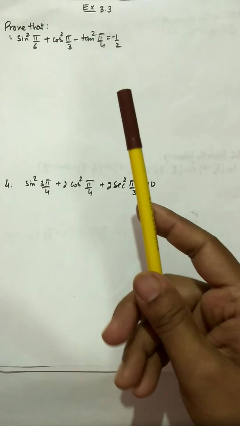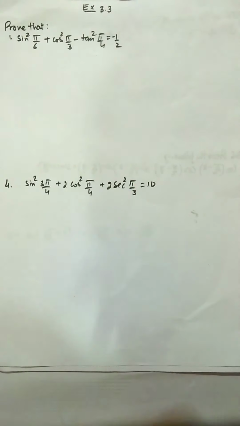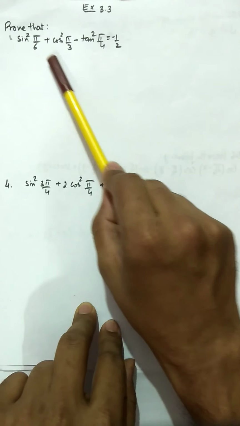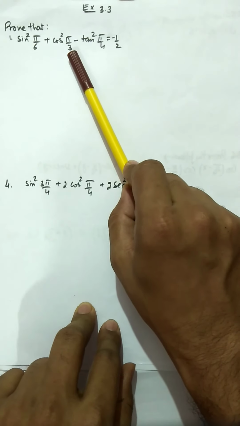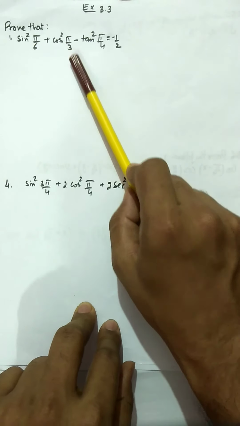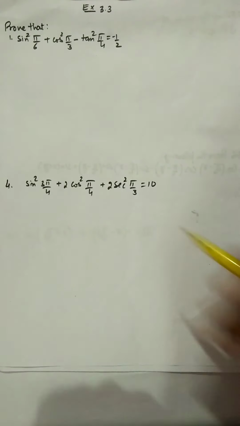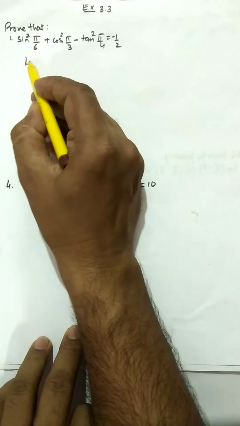Now we'll discuss exercise 3.3. This is your question number 1, in which you have to prove that sine square pi by 6, means 30, plus cos square pi by 3, means this is 60, minus tan square pi by 4, means 45, is equal to minus 1 by 2. When I say prove, it means that you have to show LHS equal to RHS. So we start from LHS.